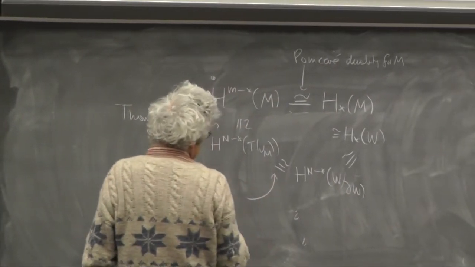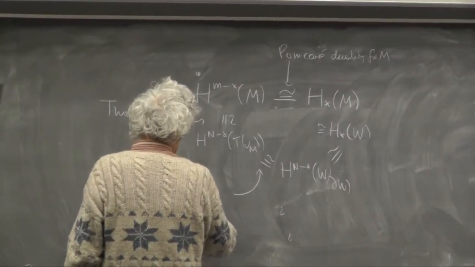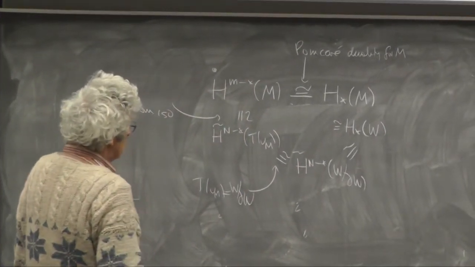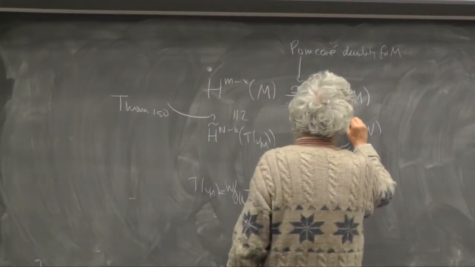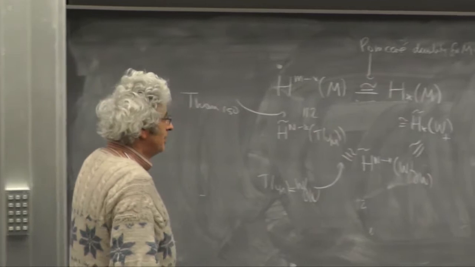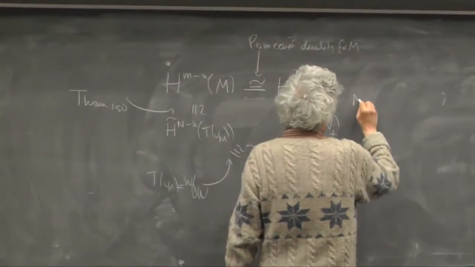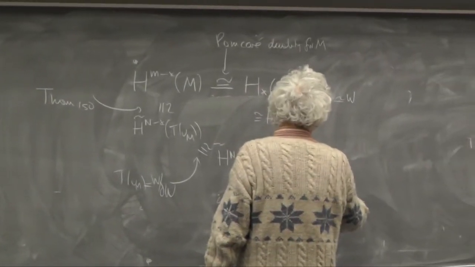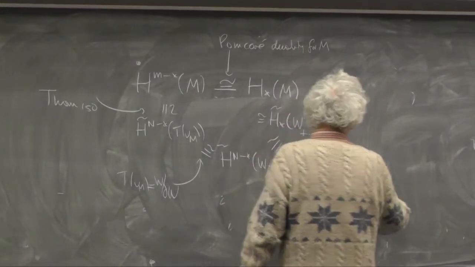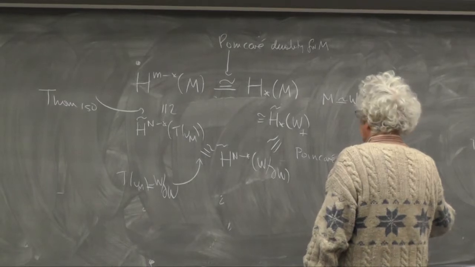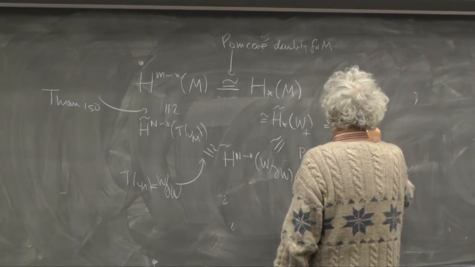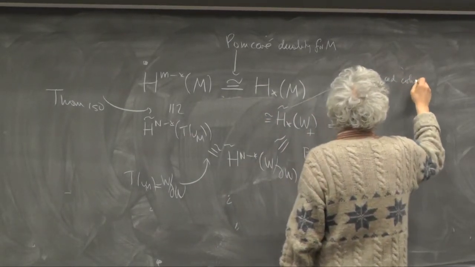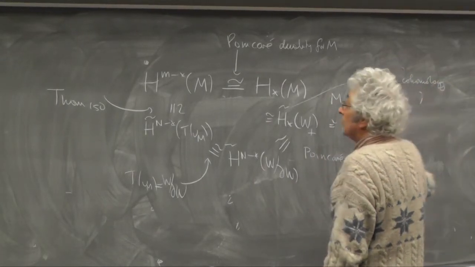This comes basically from the fact that these are the same spaces. If you're slightly careful, you have to have reduced homology. And this is reduced homology of the Thom space, because M is represented by W. This is Poincaré-Lefschetz duality. Now, but there it is.